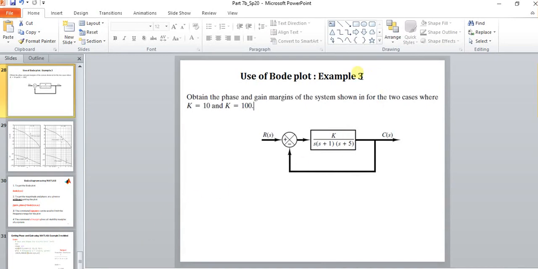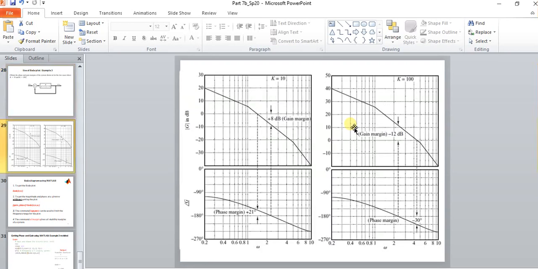Let's see another example, example 3. The question says, obtain the phase and gain margins of the system for two cases where k equal to 10 and k equal to 100. We have a system like this in a unity feedback, k over s, s plus 1, s plus 5. Now what we are supposed to do is, when k is 10, what is the gain margin and phase margin, and when k is equal to 100, what is the case? So this is what we are about to find.